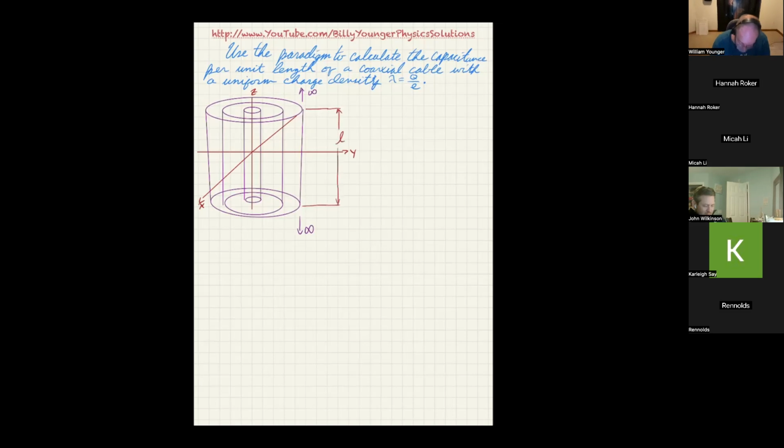And I'm going to draw a Gaussian surface that happens to have that same length. So my Gaussian surface is going to be between these cylindrical wires, like that, like that. Okay. So this one's my Gaussian surface.